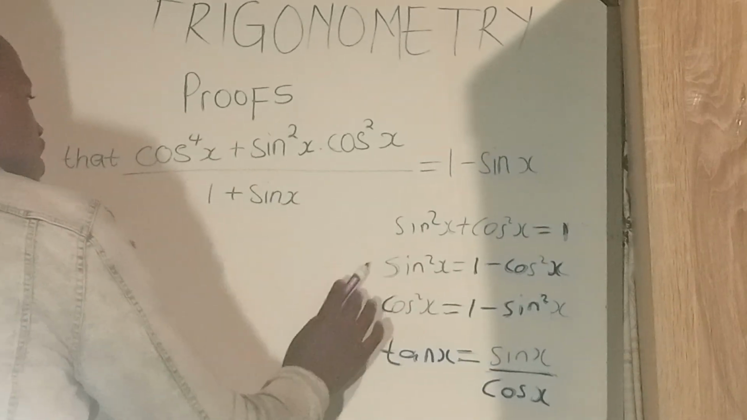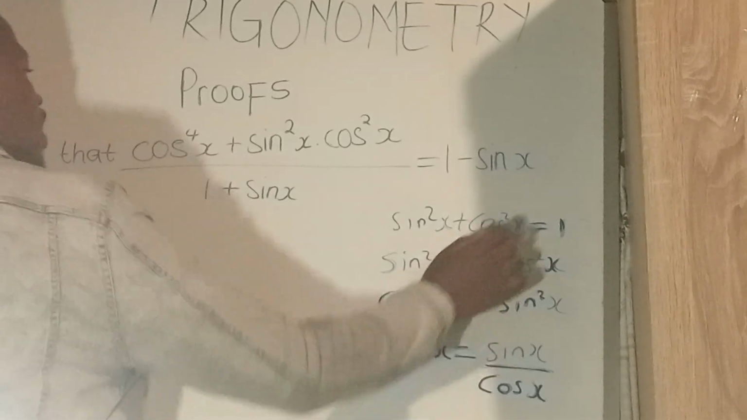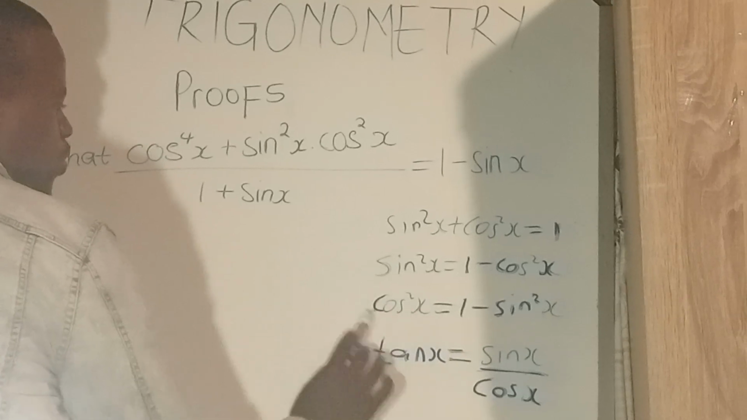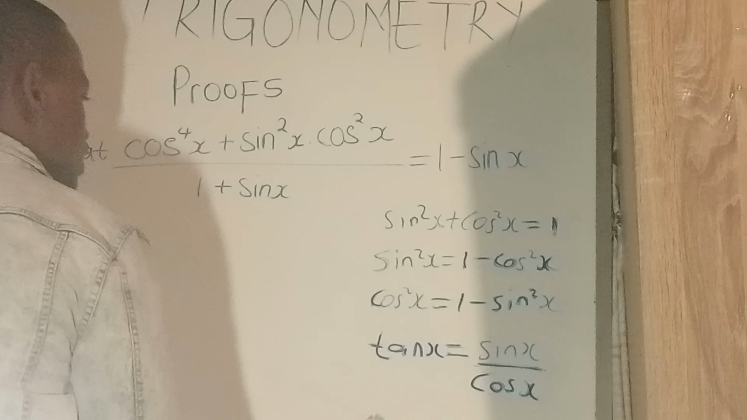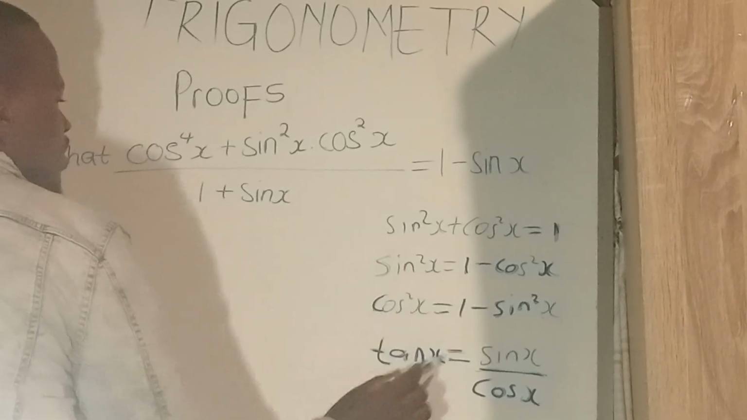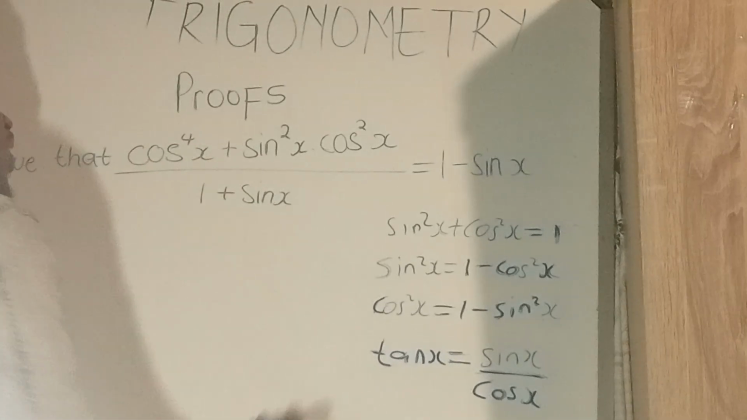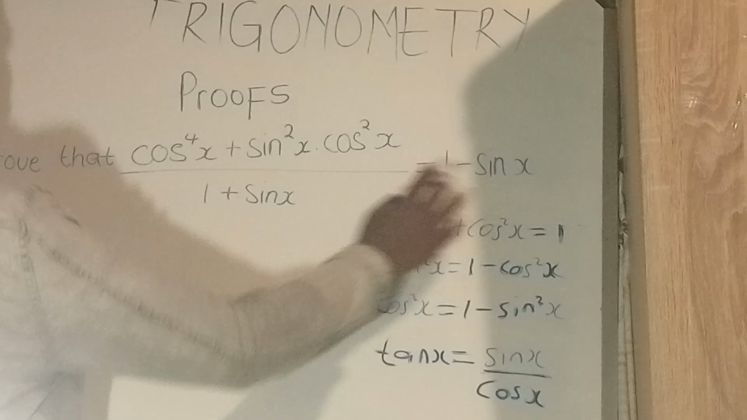You're going to have sine squared equals 1 minus cos squared. If I'm looking for cos, the sine will just go to the other side, which means I'm going to have cos squared equals 1 minus sine squared. Now, sine over cos, we always get what? The last one, which is tan x. Now, I'm going to be applying these identities for us to prove the identity that is here.